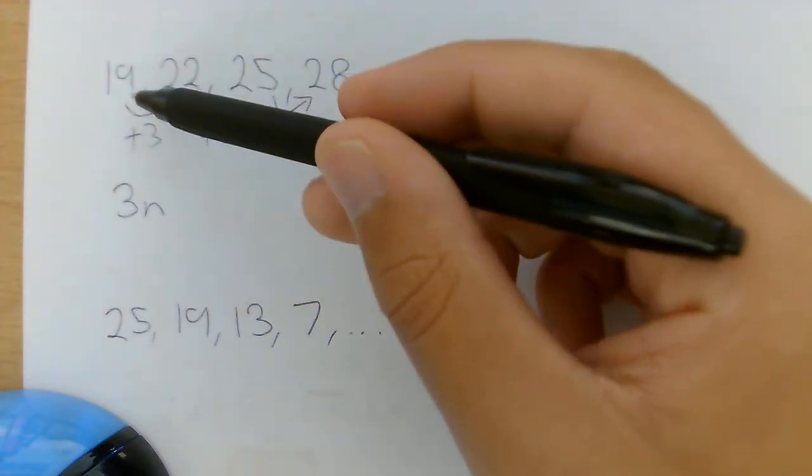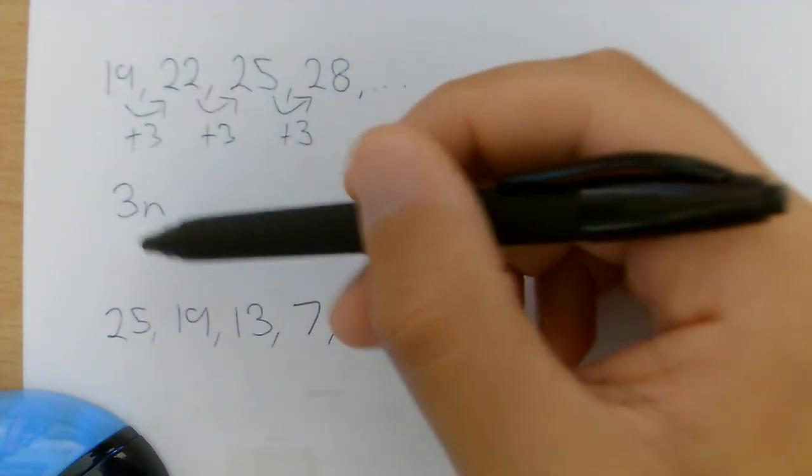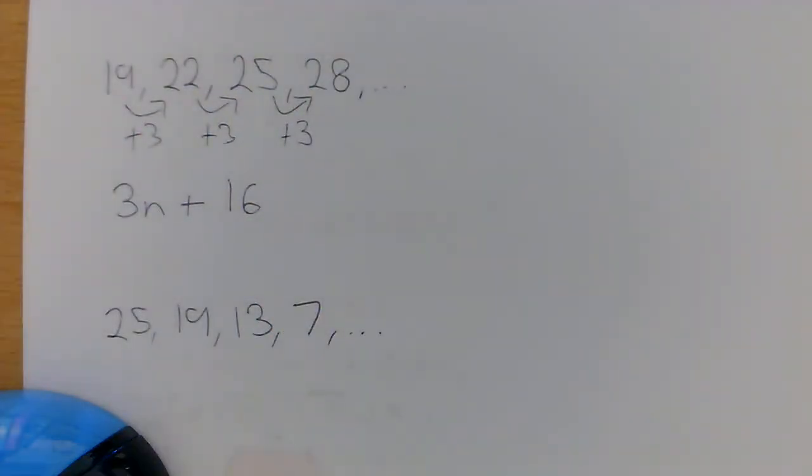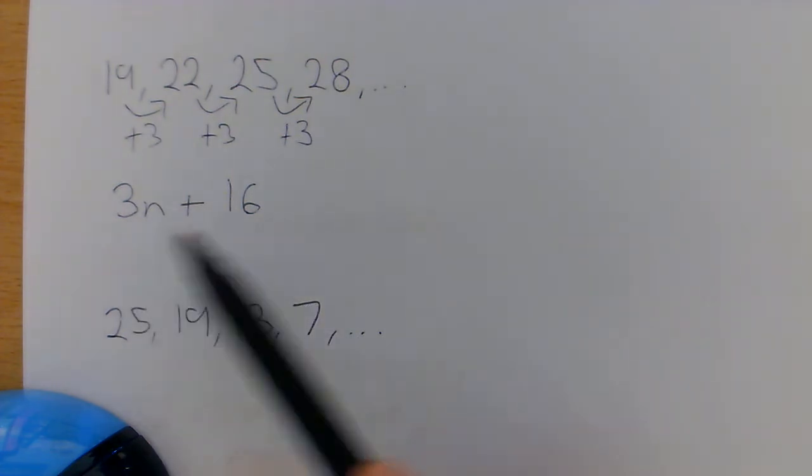Now, because our first term is 19, we've got to work out what we need to do to get from 3 to 19. Well, to go from 3 to 19, we add on 16. So our nth term this time is 3n plus 16.